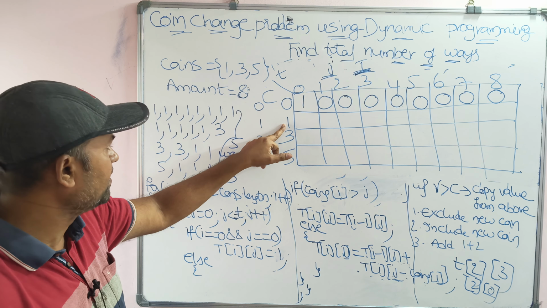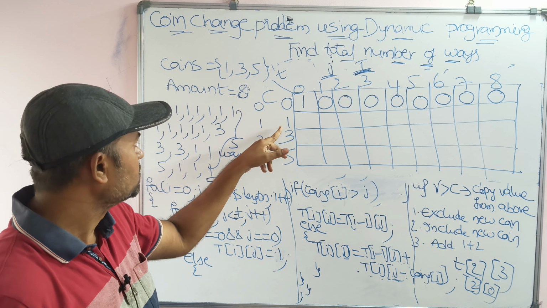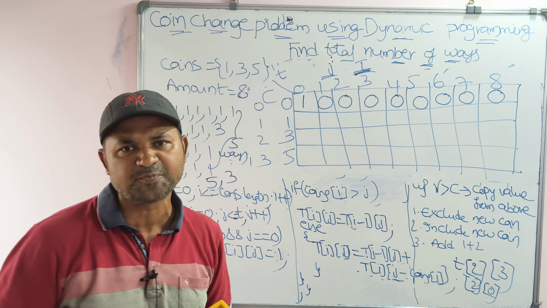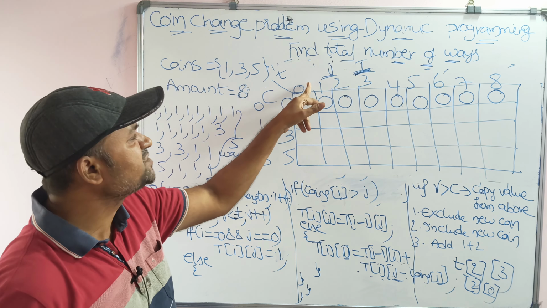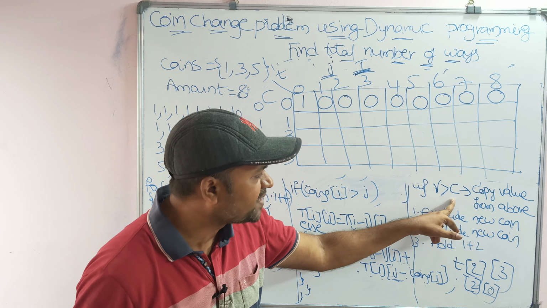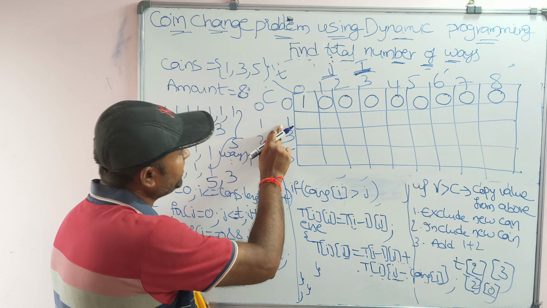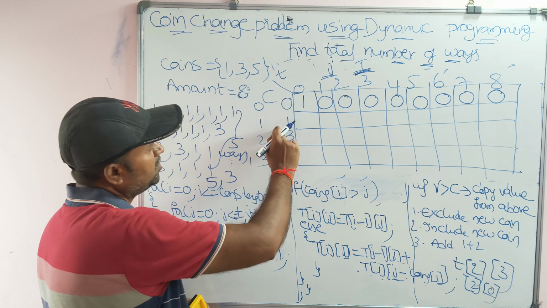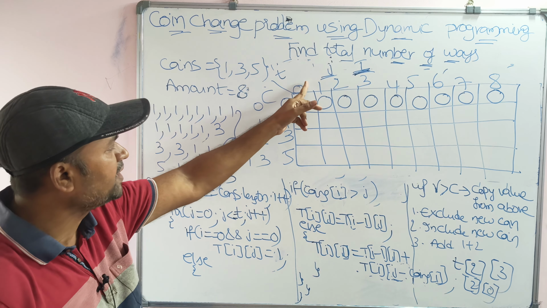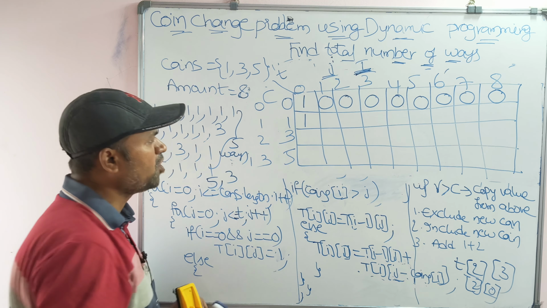Next, here the coin number is 1, whereas the amount is 0. Is it possible? No, it is not possible. With a 1 rupee coin, it is not possible to make 0. So that's why here we have a condition: if row is greater than column, then copy the value from above. Here what is the row value? 1, whereas the column value is 0. So 1 greater than 0, the condition is true. So it is not possible to make the total of 0 from the 1 coin, so simply we copy the above value.